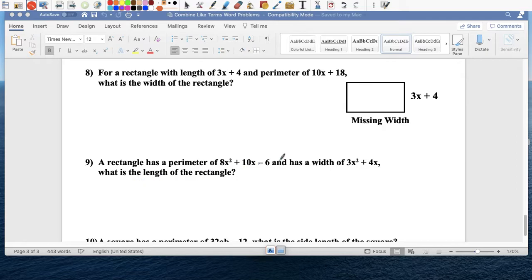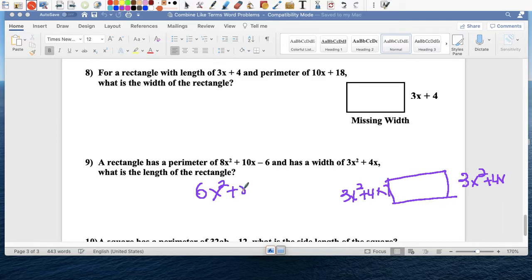Same thing here. We have a rectangle. The width here is 3x squared plus 4x, which means this is 3x squared plus 4x. Let's combine them right now. If I add those two up, I get 6x squared plus 8x. All right, let's make our life easier. So the whole perimeter is 8x squared plus 10x minus 6.